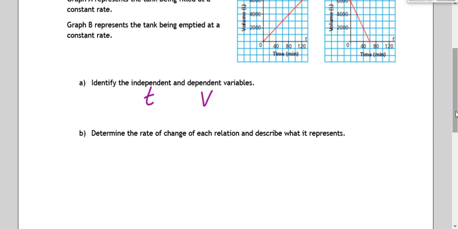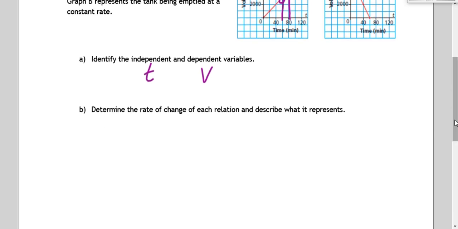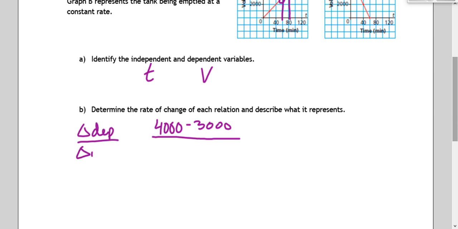So if we are looking at the rate of change, you can use any two values on the same graph. So I'm going to use this one right here, and I'm going to use this one right here. So then rate of change, I have 4,000 minus 3,000. Because remember, rate of change is change in the dependent over change in the independent, or y2 minus y1 over x2 minus x1. 4,000 over 3,000.